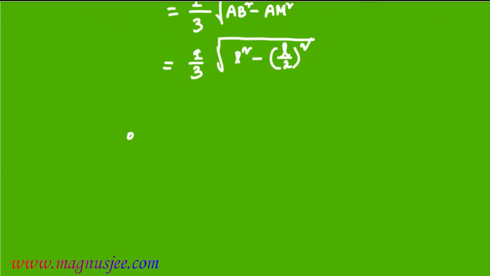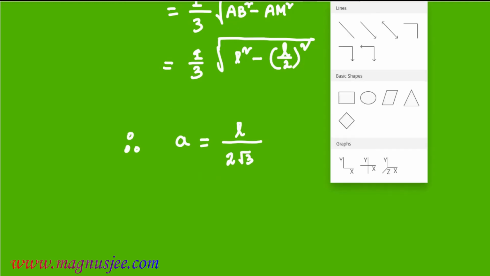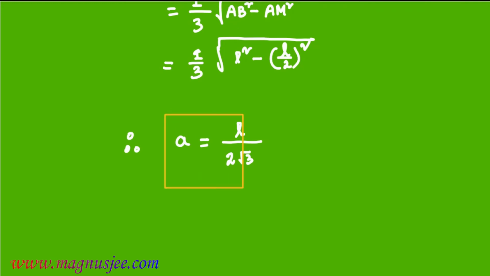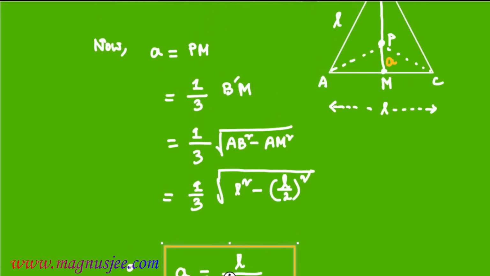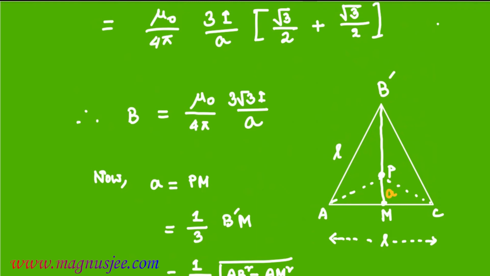Therefore, A equals L by 2 root 3. If we simplify, we get L by 2 root 3. That is the perpendicular distance of the centroid from the side AC, equal to L by 2 root 3, where L is the length of each side of the triangle.